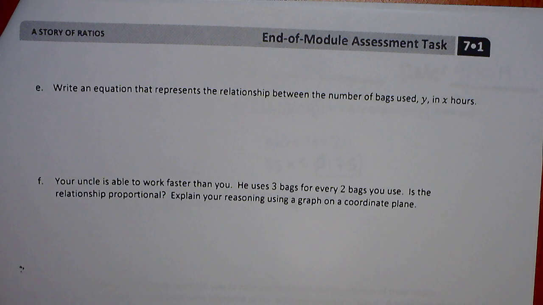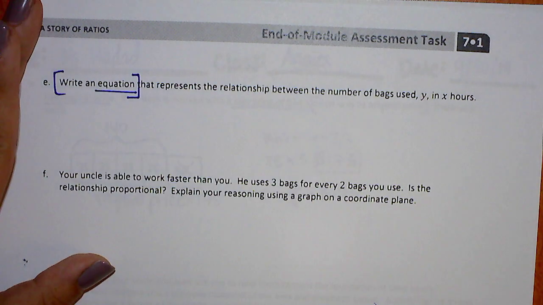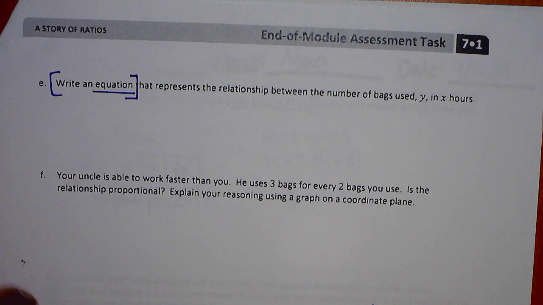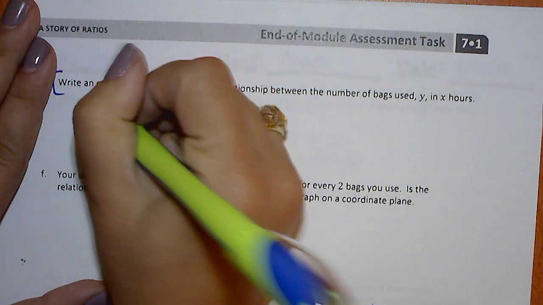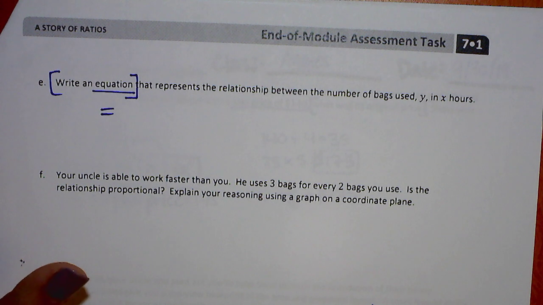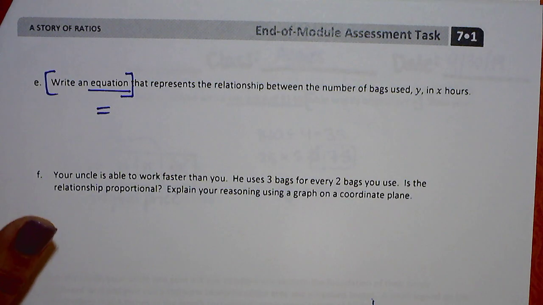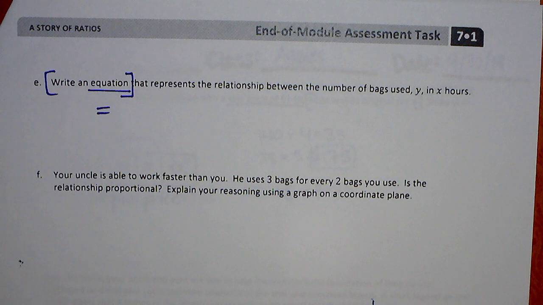For part E, it says write an equation. That's the first thing we see when we read this problem, that I need to write an equation, which is something with an equal sign. Equation means equals. A lot of you I saw were still just trying to figure out the constant of proportionality, and your big struggle on part E was that you did not read it and did not know what it was asking. So check to make sure that you know an equation.